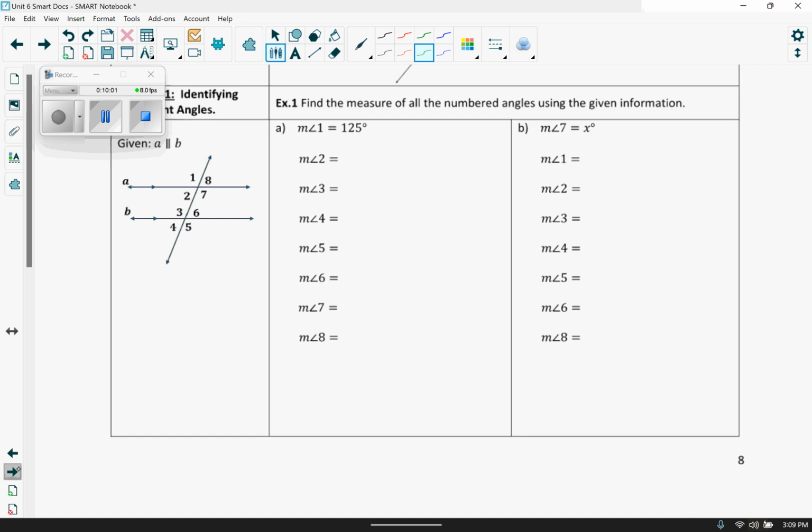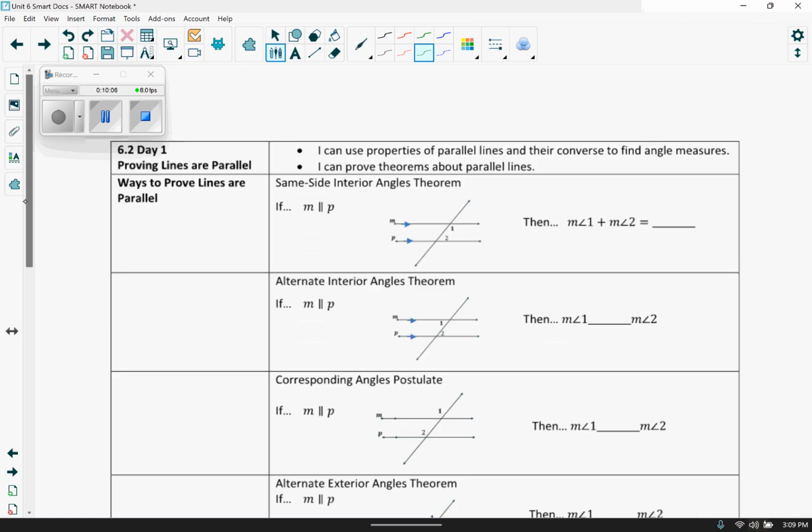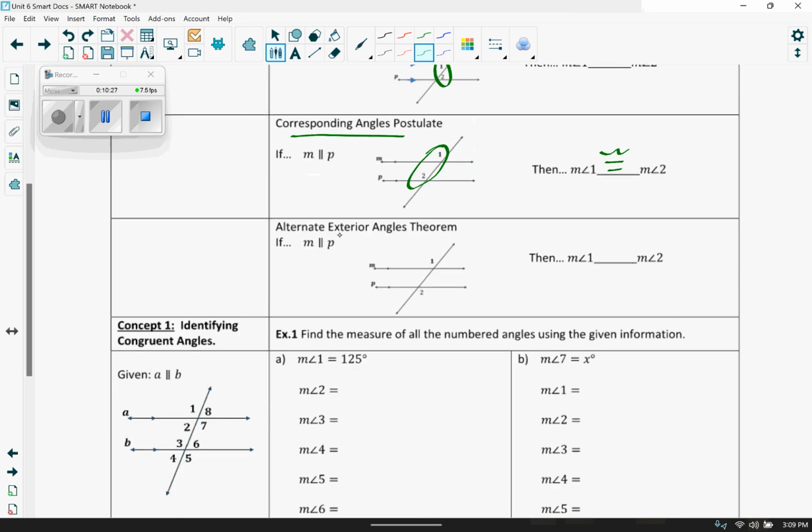All right, so here I have a couple things. This is very similar to that very first one we did, but before we get there, let's go ahead and reiterate this again. 1 and 2 right in here, those are going to be same side interior angles. They add up to 180. These guys are alternate interior angles. They are congruent. These guys are corresponding angles. They are congruent. Alternate exterior angles. They are congruent.